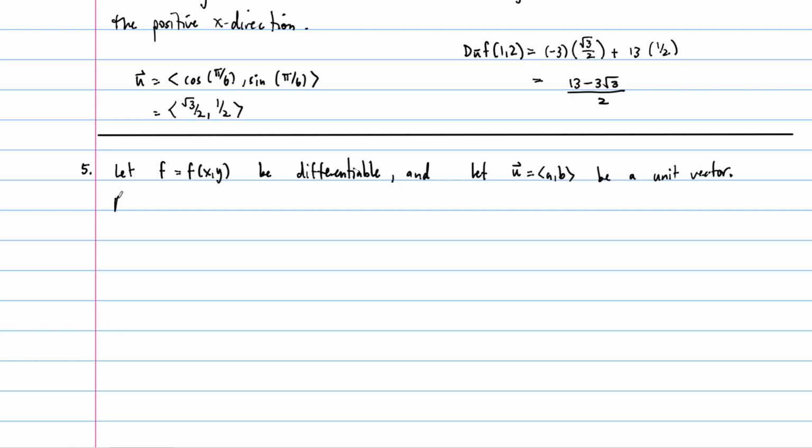And then recall that we have the following definition. As a function, we can think of this directional derivative as df/dx as a function of x and y times a, plus df/dy as a function of x and y times b. So a and b are fixed in this scenario, but the directional derivative will change as we change points, right?